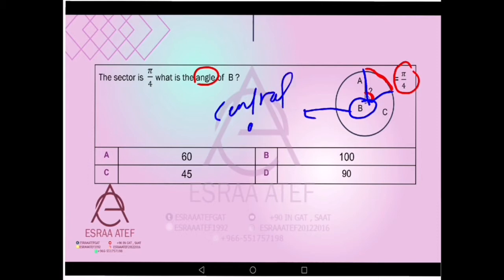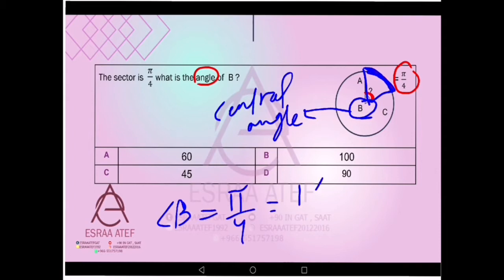And we have a rule that the measurement of the central angle equals the sector which is opposite to it. So here the angle B equals pi over 4. Pi, we know that it's what? It's 180 over 4, which means it will be 45.